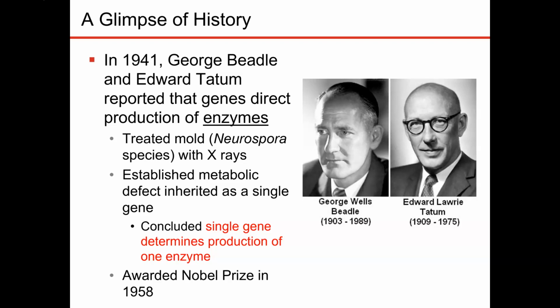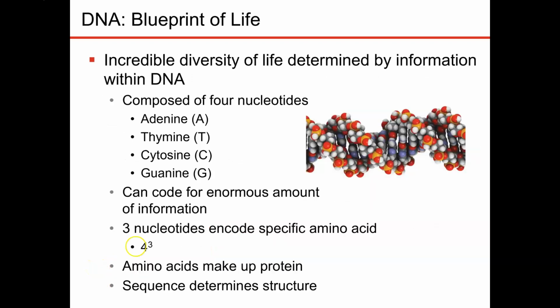And eventually they were able to identify mutants that had a specific metabolic defect where they couldn't produce one type of nutrient or enzyme, and so they couldn't grow. This allowed them to conclude that a single gene determines the production of a single enzyme, and they won the Nobel Prize in 1958 for this.